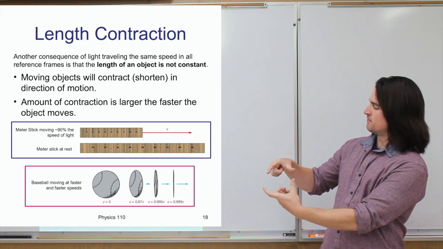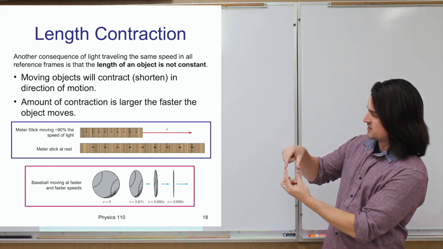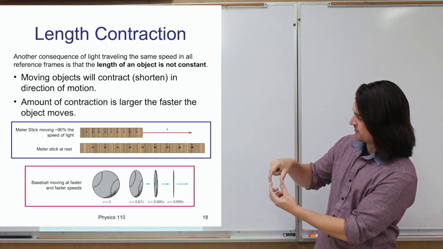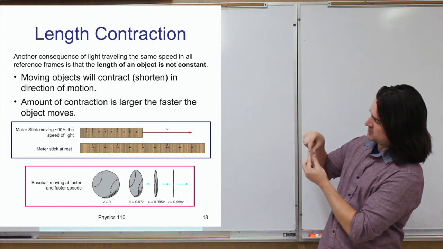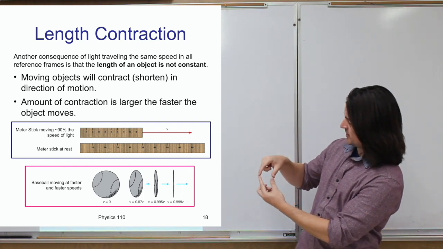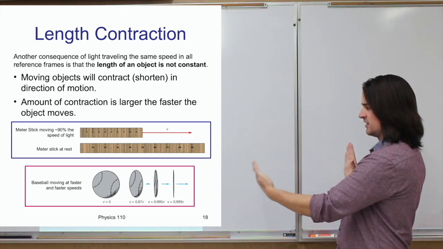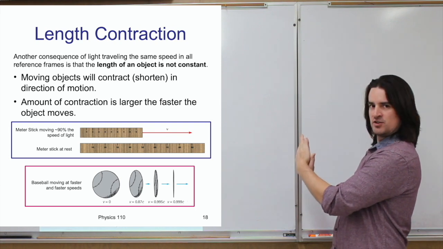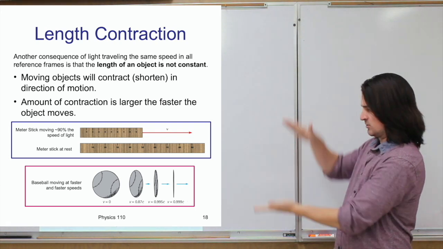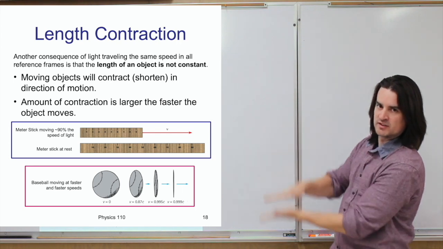And so at 87% the speed of light, it's contracted down. At 99.5% the speed of light, it's squished down even more. Going all the way up to 99.9% the speed of light, it's almost like a sliver, right? And so that length is contracting, and it's contracting again in the direction of motion here. So it's not squishing down this way because it's not moving in that direction.